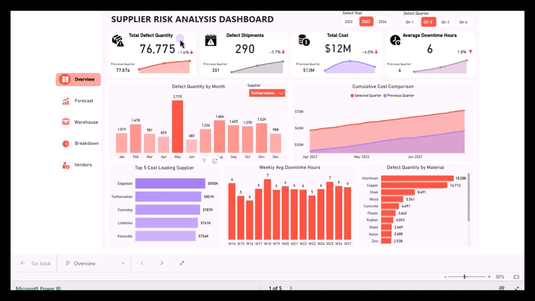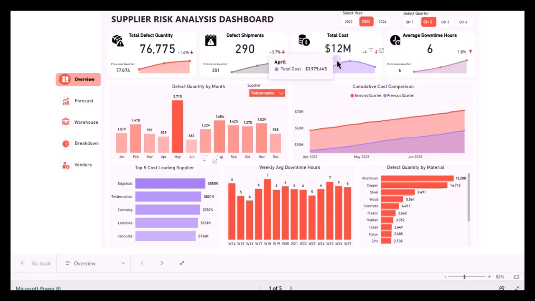First of all, we have our first key metric, which is total defect quality. It shows us how many items were defected in this quarter. And we have an improvement of 1.4% compared to last quarter. After that, we have our defected shipments for the quarter, and it is also down by 3.7%. Fewer defective shipments mean smoother operations and fewer disruptions.